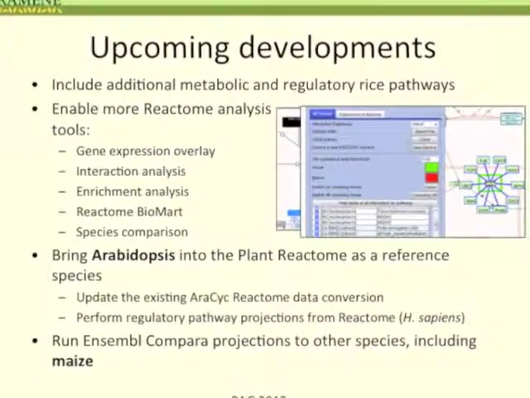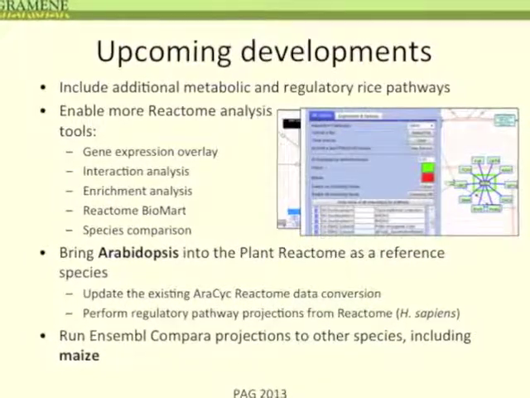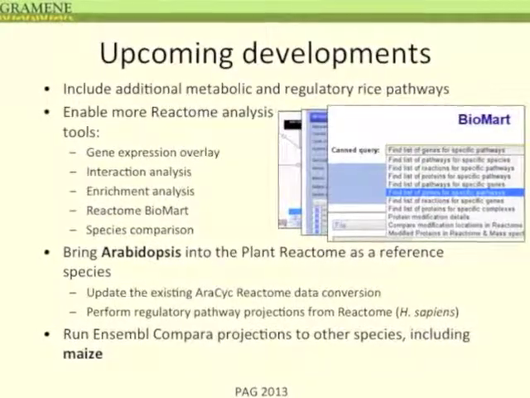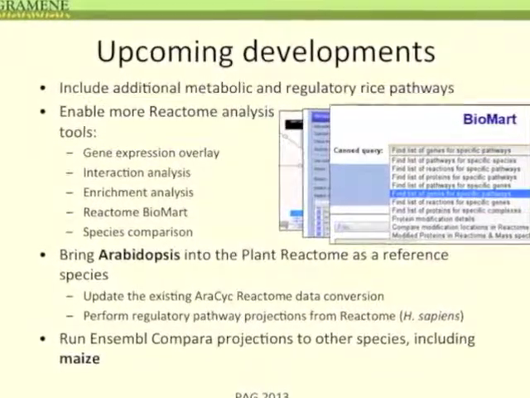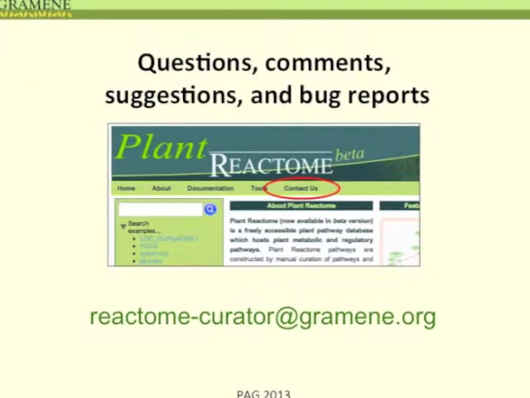And we're working to bring Arabidopsis into the plant Reactome as a reference species, so we have both monocots and dicots represented at the reference level. Finally, importantly, we want to run Ensembl comparative projections to other species, including maize, so that we can extend the value of the plant Reactome to the wider plant research community.